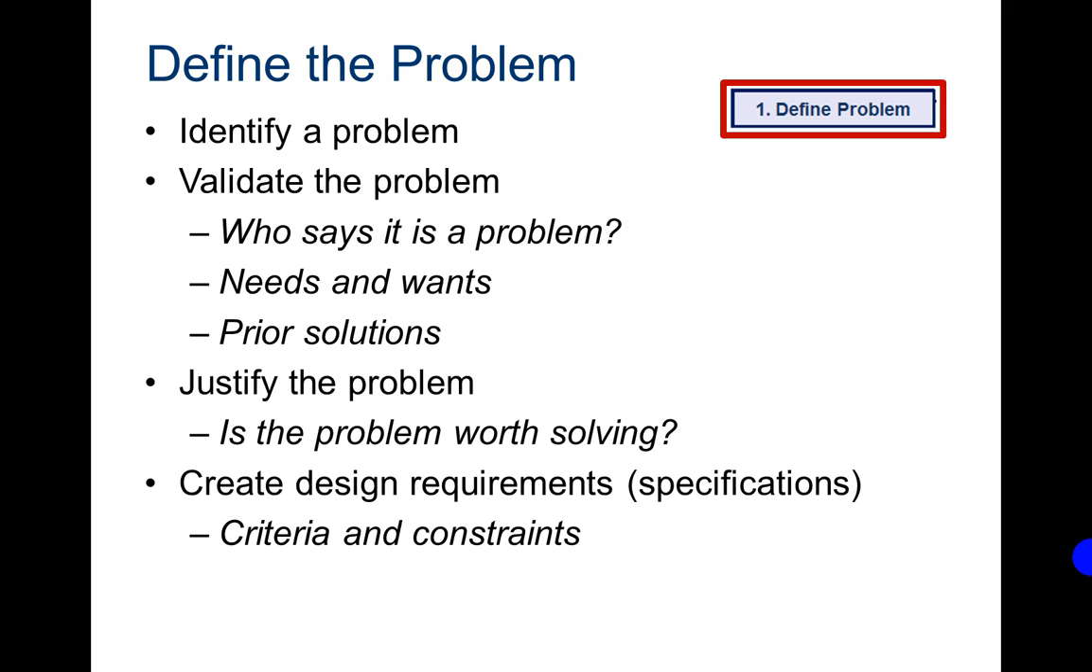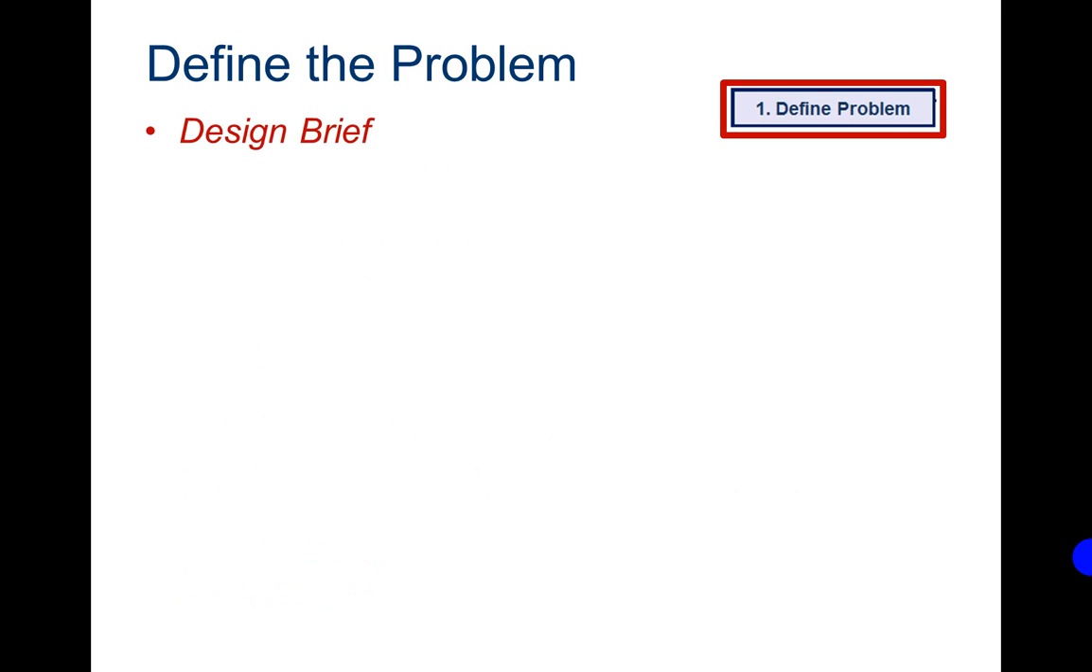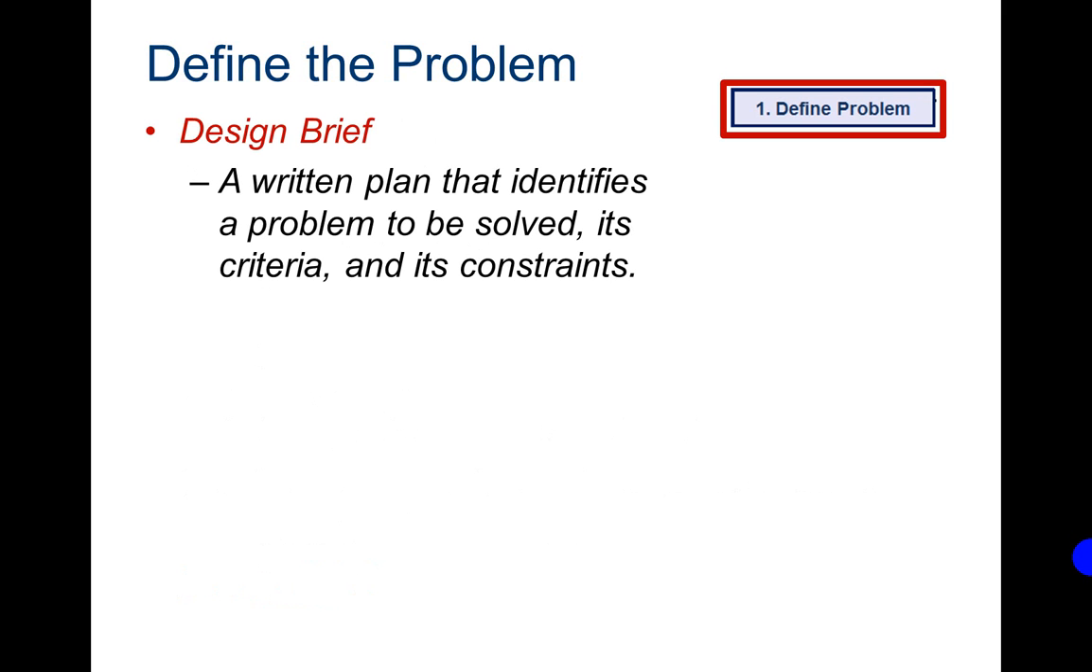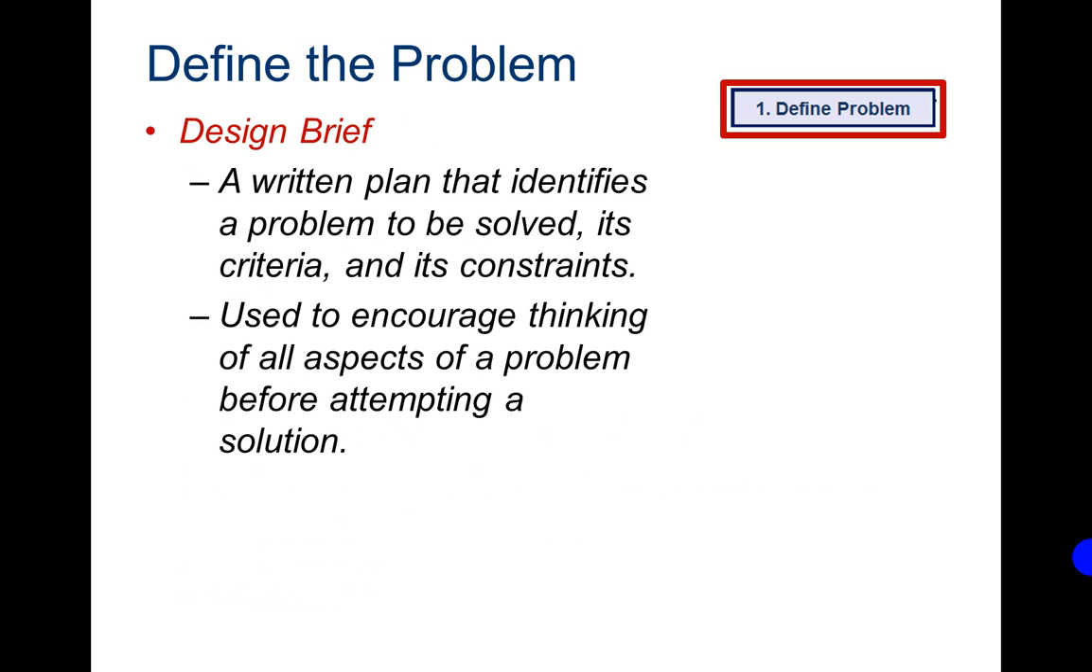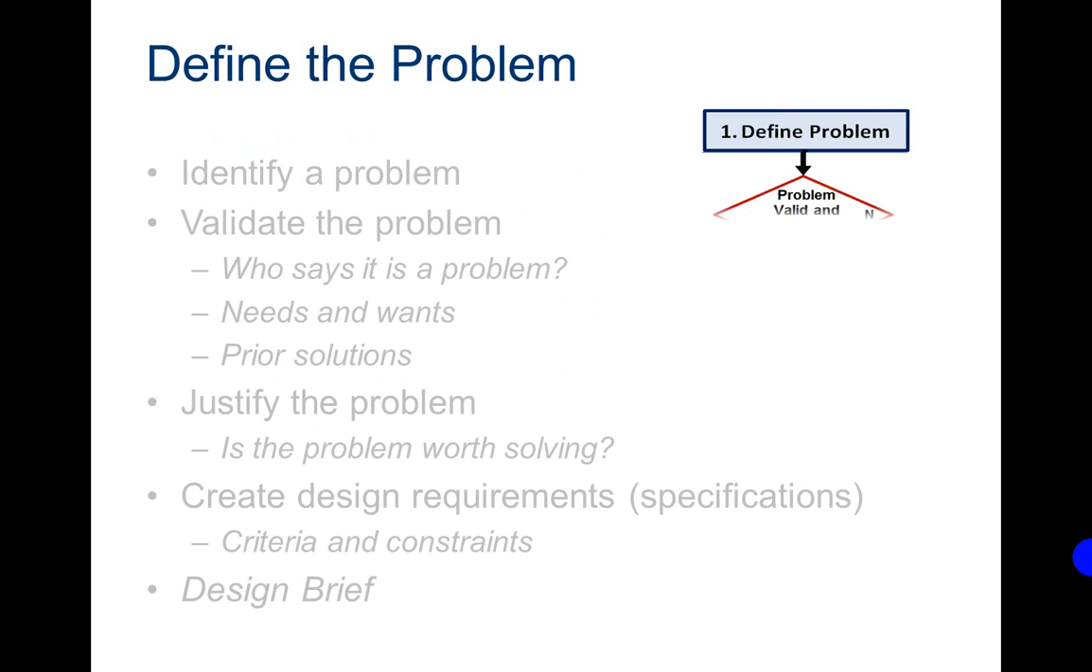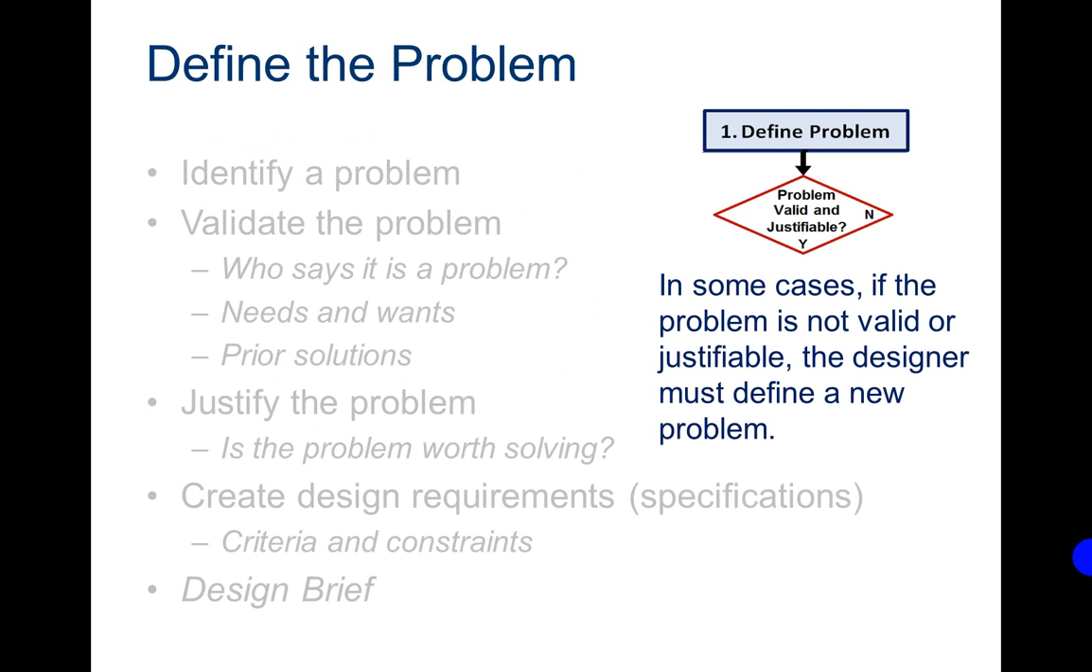You're going to create design requirements, specifications, like the criteria and constraints that will need to be used. And then you're going to put that all together in a design brief. A design brief is a written plan that identifies a problem to be solved, its criteria and its constraints. I'll show you later how to do that in a different PowerPoint. It's used to encourage thinking of all aspects of a problem before attempting a solution. In some cases, if the problem is not valid or justifiable, the designer must define a new problem.